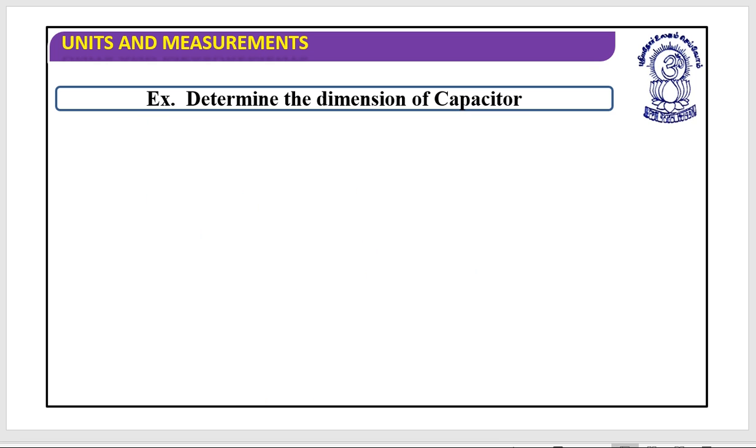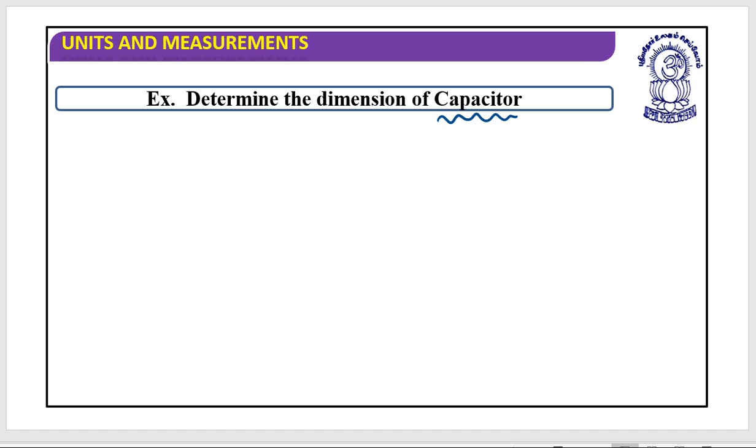Dimensional formula of capacitor. Do you know what this is? Capacitor. Have you heard about this? No? Okay. Basically, this is a component which stores the charge. You will learn about the capacitor in class 12, under the segment of electrostatics. But you must know the dimensions of the capacitor.